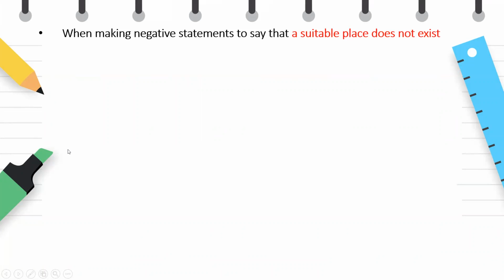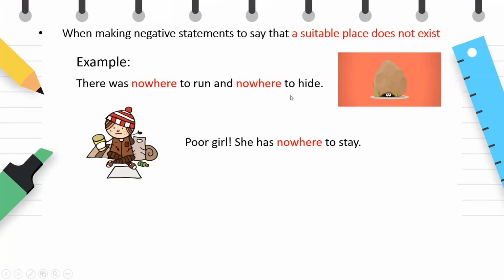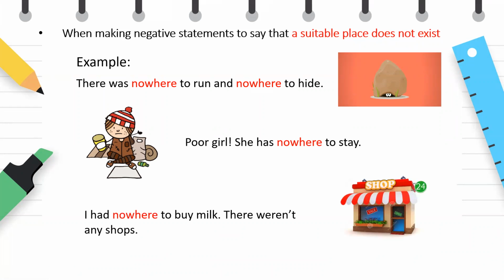We can also use nowhere when making negative statements to say that a suitable place does not exist. For example, there was nowhere to run and nowhere to hide. Poor girl, she has nowhere to stay. I had nowhere to buy milk. There weren't any shops.